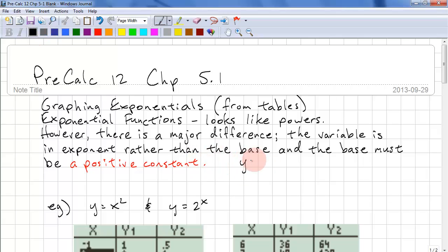So we have y is equal to a to the power of x. And the domain for exponential functions is all reals. So let's look at some examples.